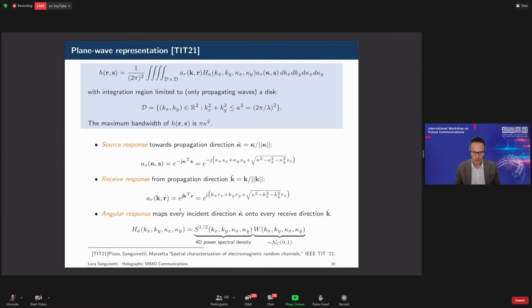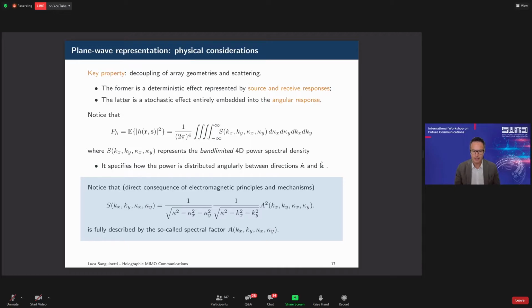Now, the angular response here can be decomposed in two terms. One is the power spectral density, and the other one is a Gaussian random field with zero mean and variance one. And the power spectral density is what we use to basically describe how the power is distributed in the angular domain. So, if you want, in the wave number domain between directions kappa and k.